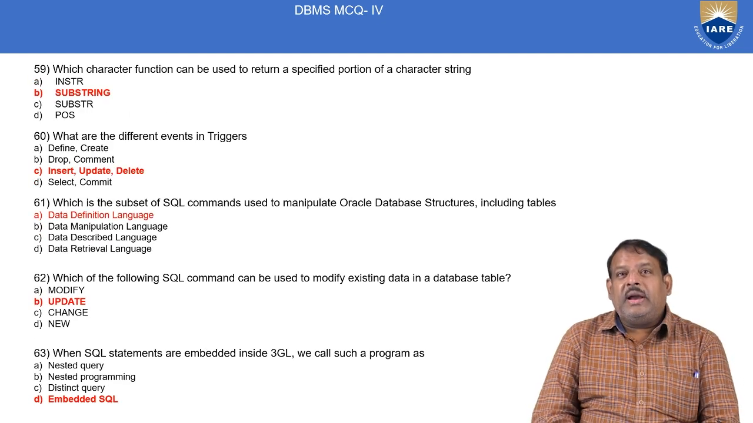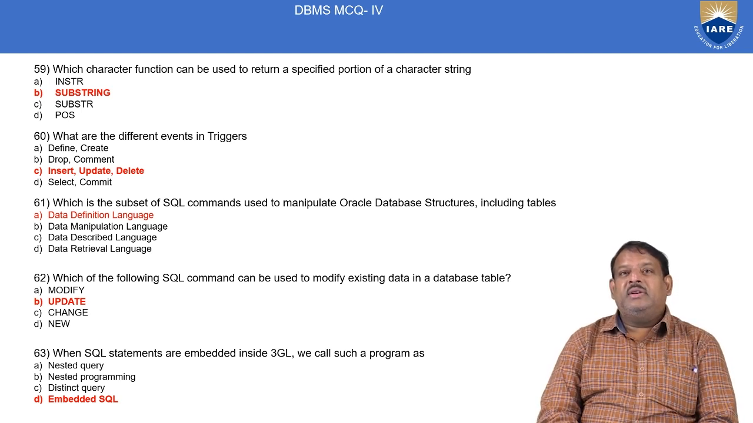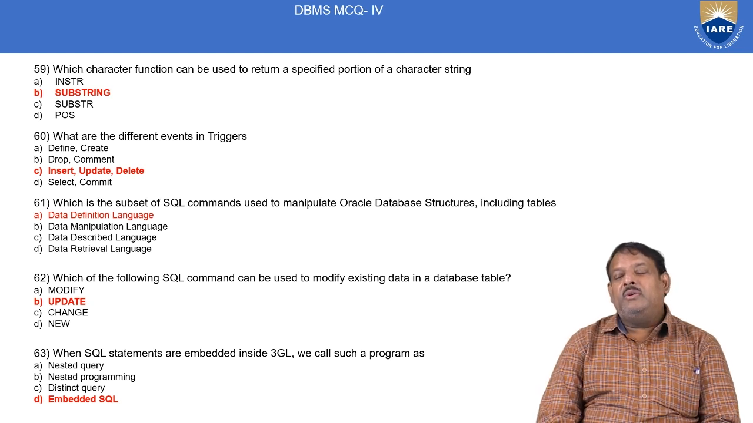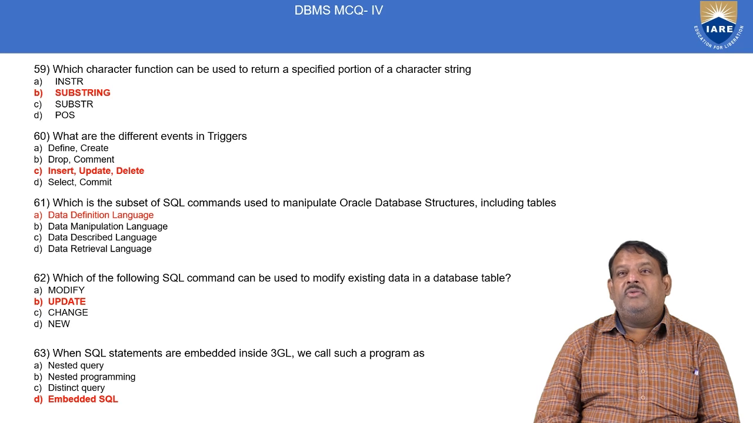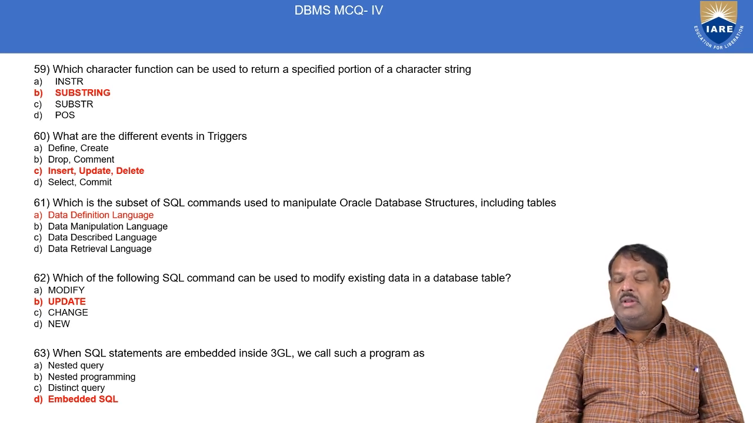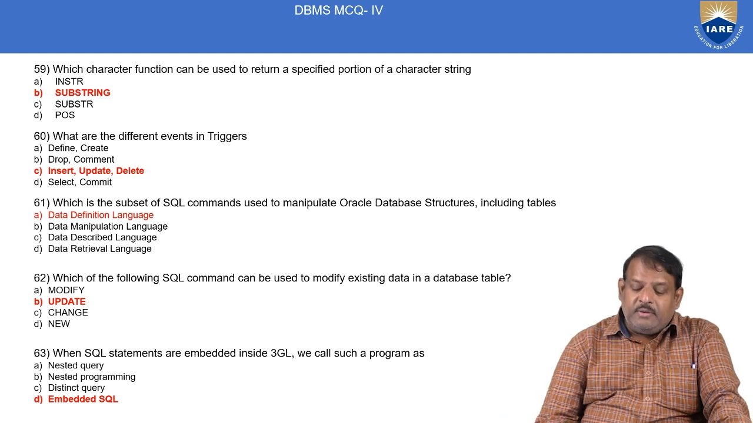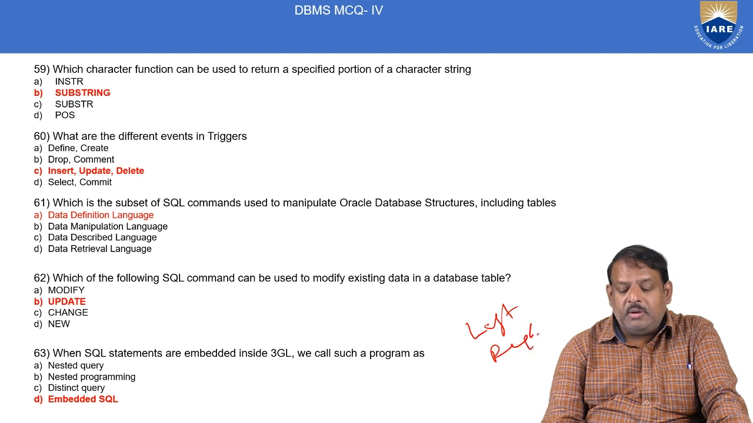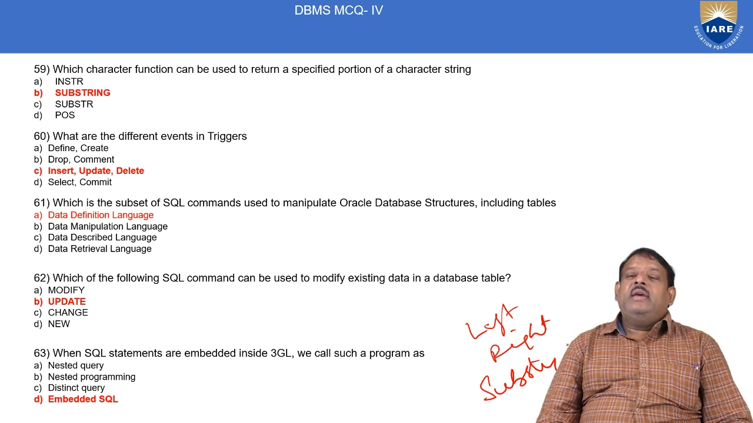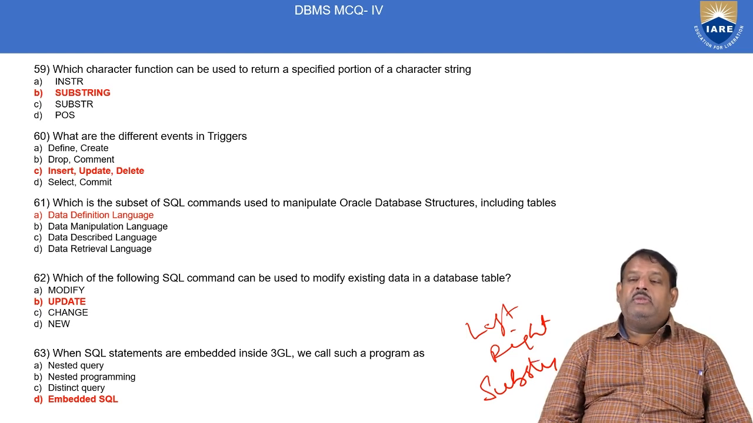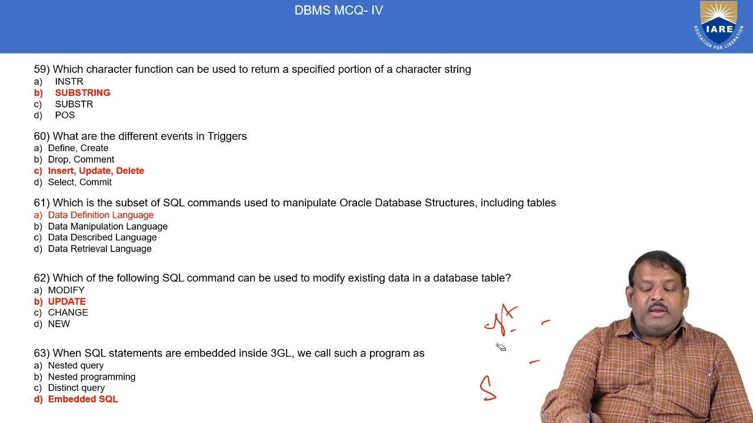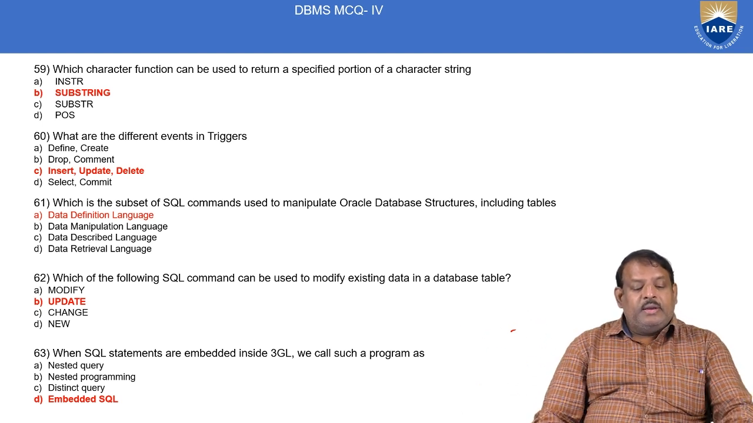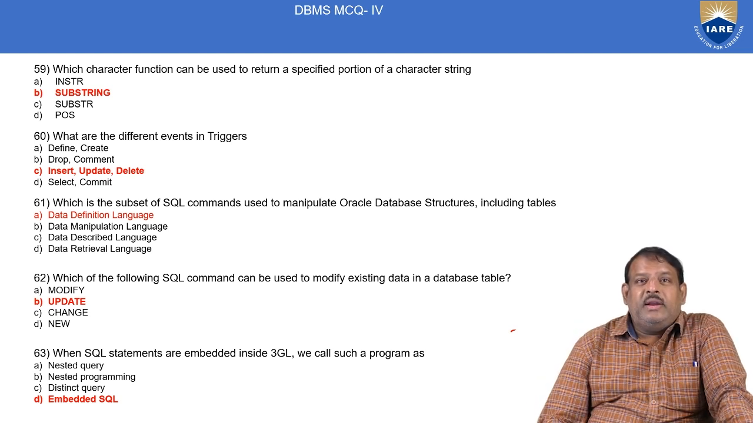Now we will see the next question. 59th question. Which character function can be used to return a specified portion of a character string? So out of a given string, if you want to get a part of the string, then we have to use the substring function. If it is at the starting or ending, we can use left and right functions. But if it is in between, if you want to get by position, then we have to use the substring function. Substring is a string command used to retrieve a part of a string. And here the options are instr, string, substring, substr, and pos.